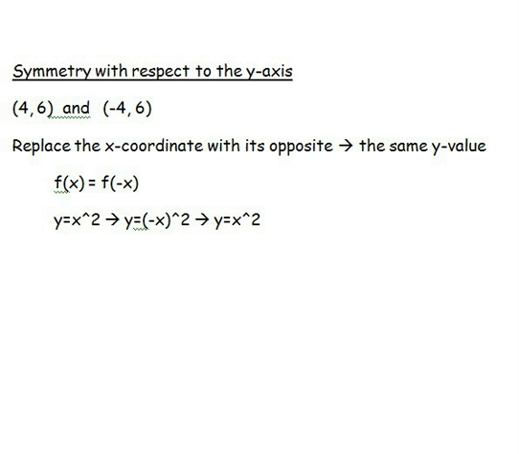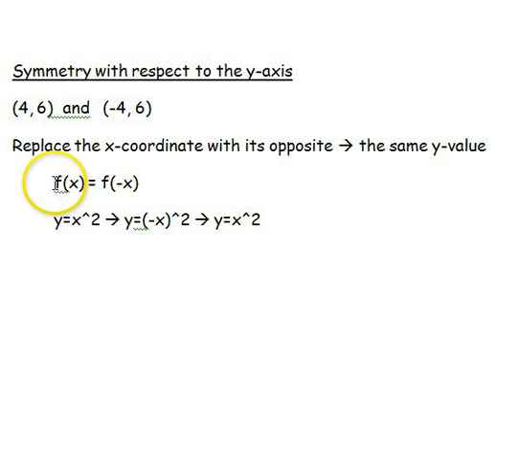So let's take a look at what all of this means when we look at the functions themselves. First of all, we talked about, in order to be symmetric with respect to the y-axis, if we chose a point, 4, 6, the point symmetric with respect to the y-axis would have been the point negative 4, 6. In other words, all we did was replace the x-coordinate with its opposite. The y value stayed the same. So that's what we're paying attention to. Replace the x-coordinate with its opposite, and the y value stays the same.